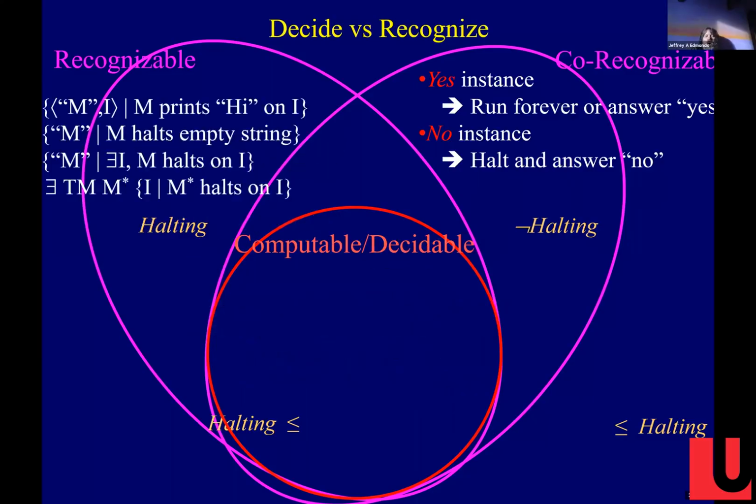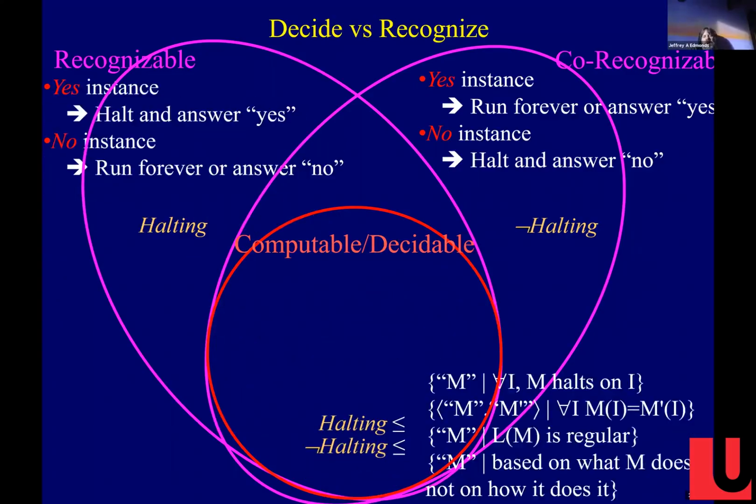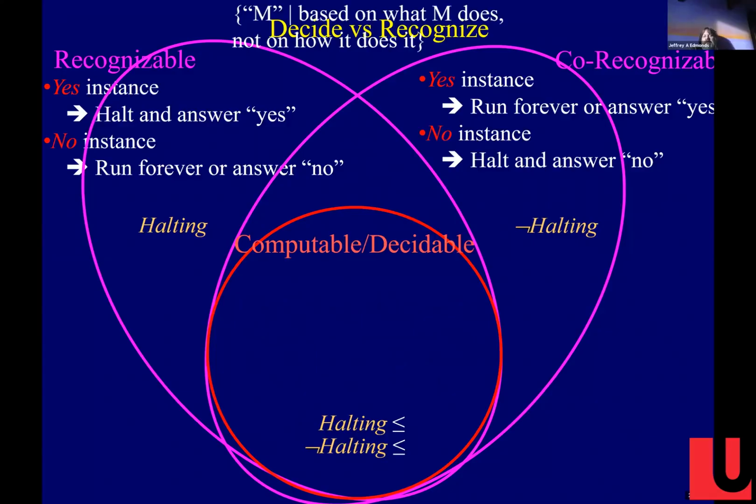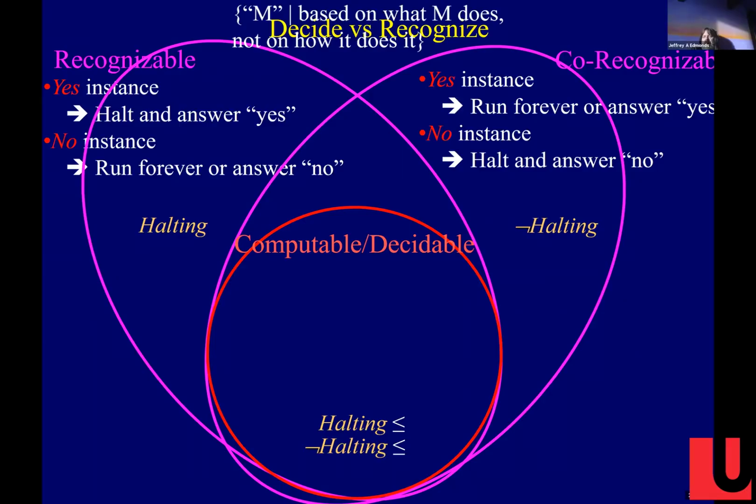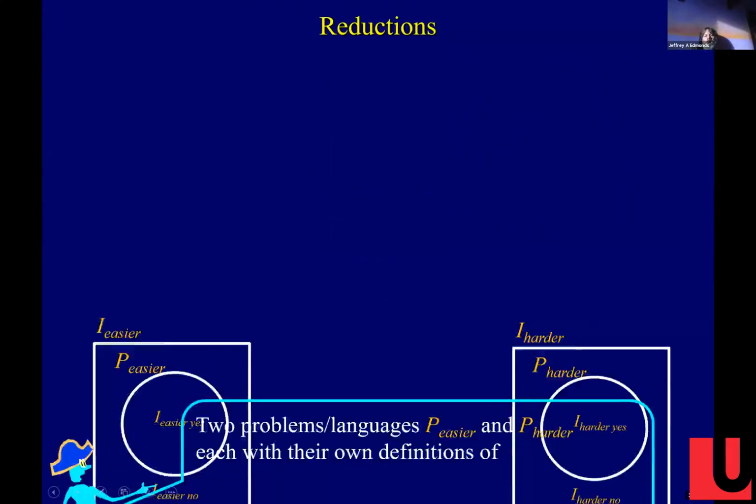So do we care about all those problems that live up there? Other problems live up there too, and we're not going to care about all that. We just care: is it decidable or not? All right, our reductions.